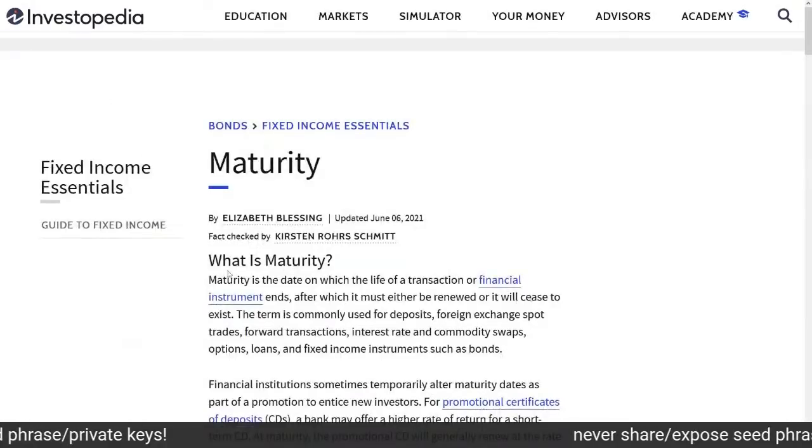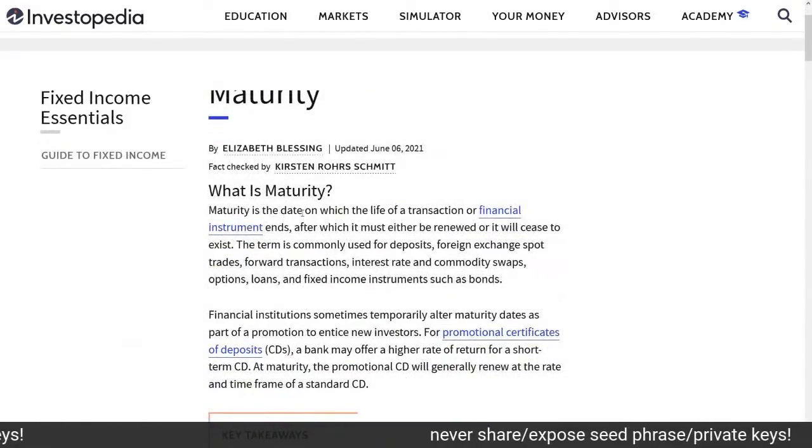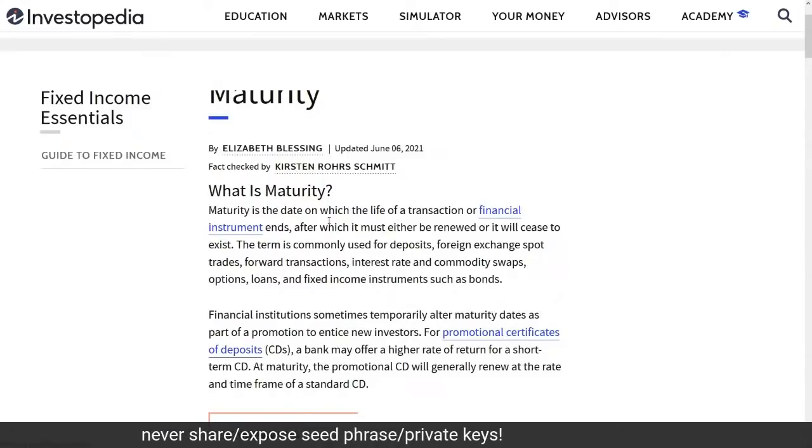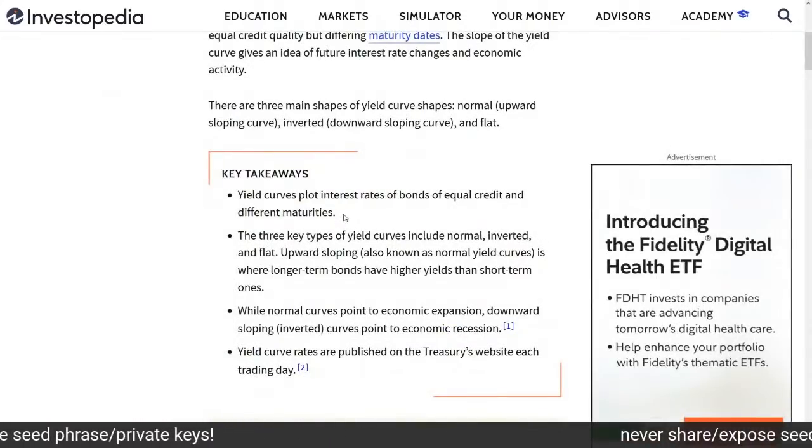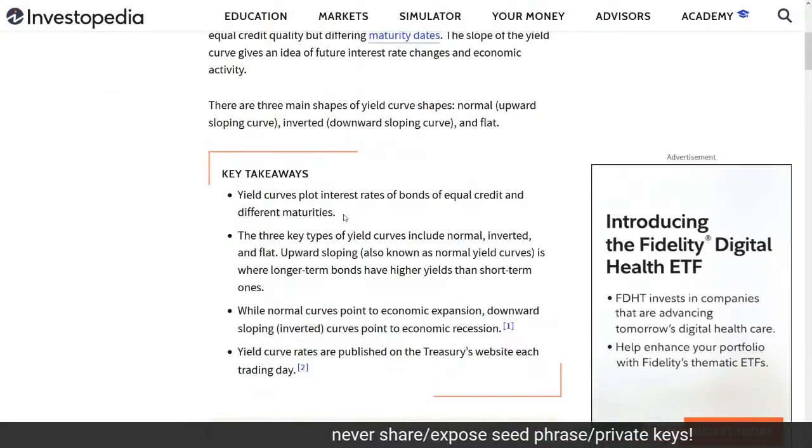So let's look at maturity. Maturity is the date on which the life of a transaction or financial instrument ends. That's it. That's what maturity is. Because I don't want to have to use funky words. I want to just use the correct words that I know.